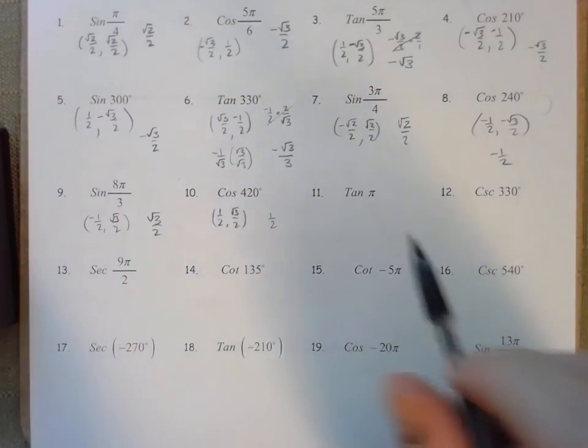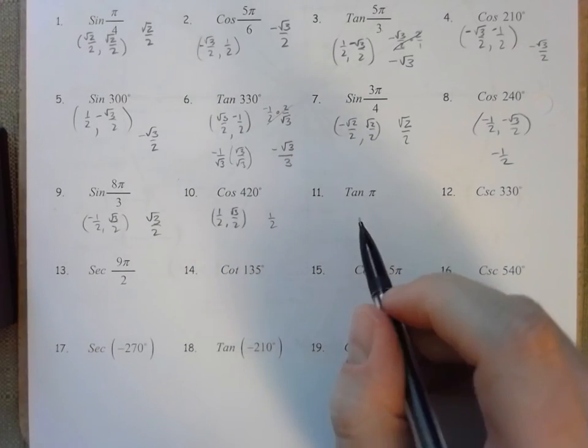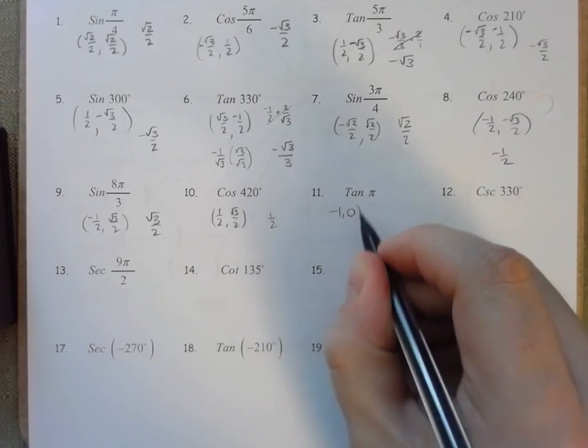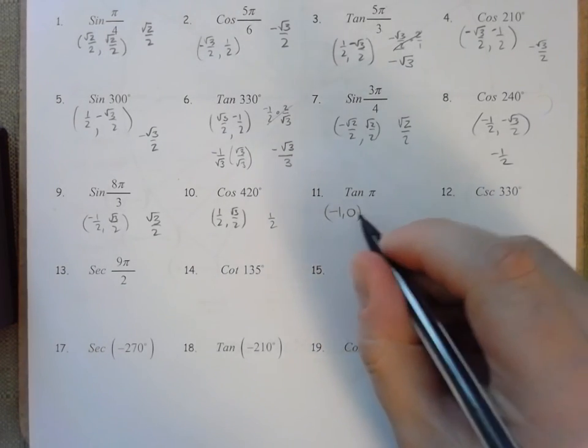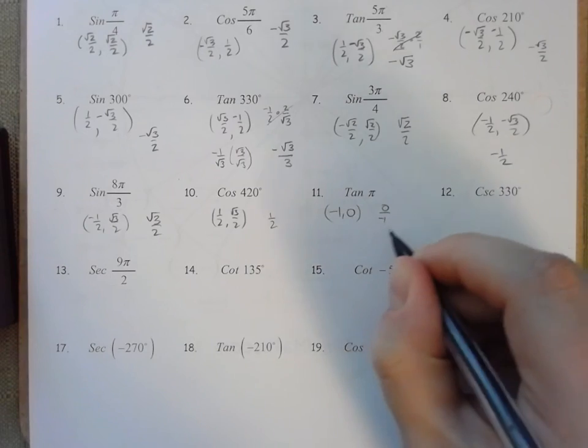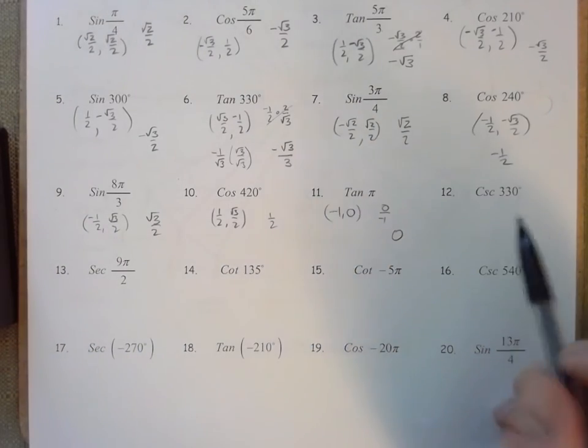Tangent of pi radians. Pi radians is 180 degrees. That corresponds to the point -1, 0. The tangent is the opposite over the adjacent, or the y divided by the x. 0 divided by -1 equals 0, so 0 is our ratio.